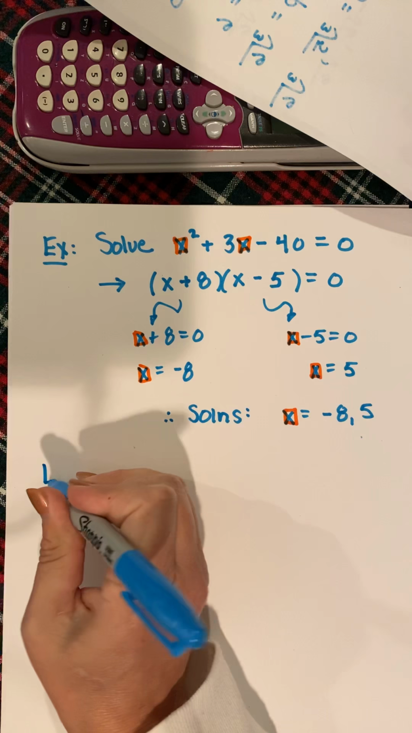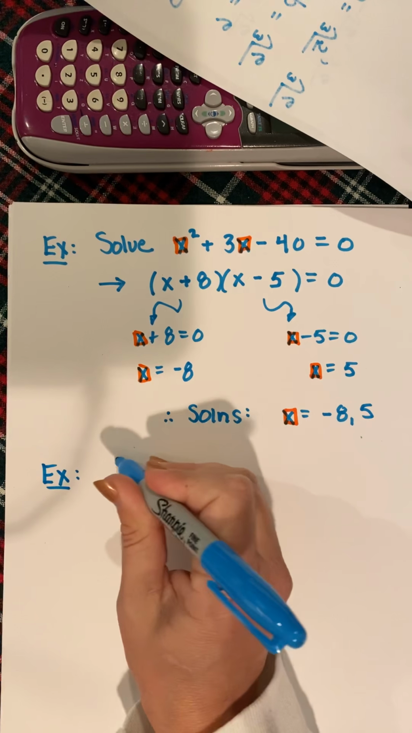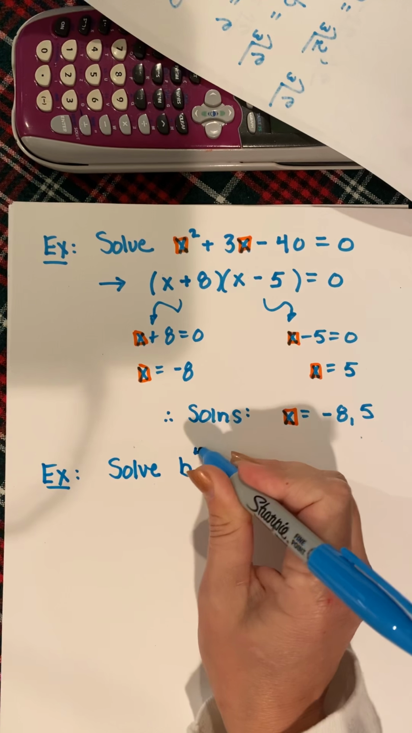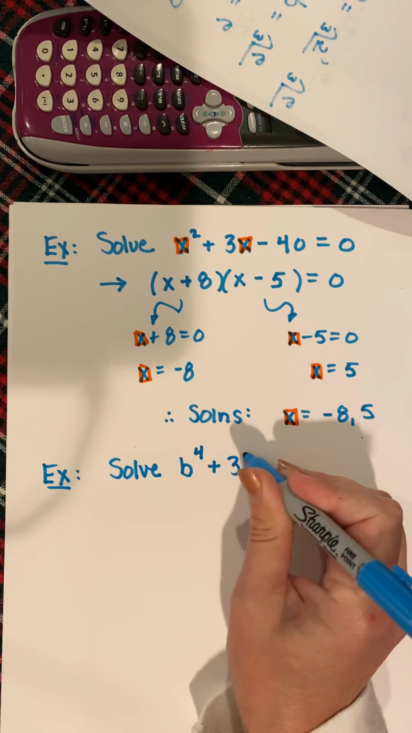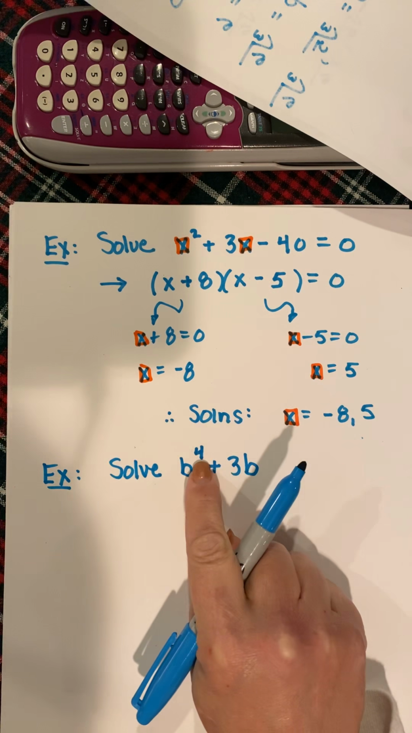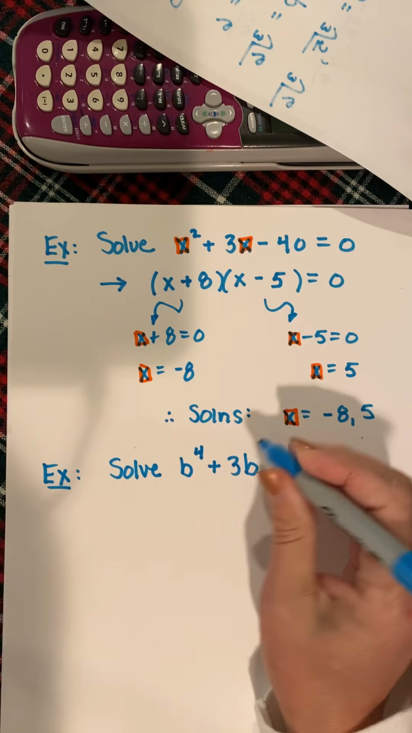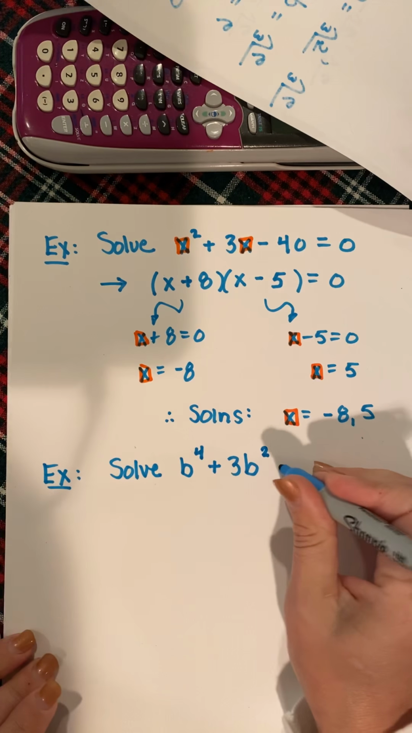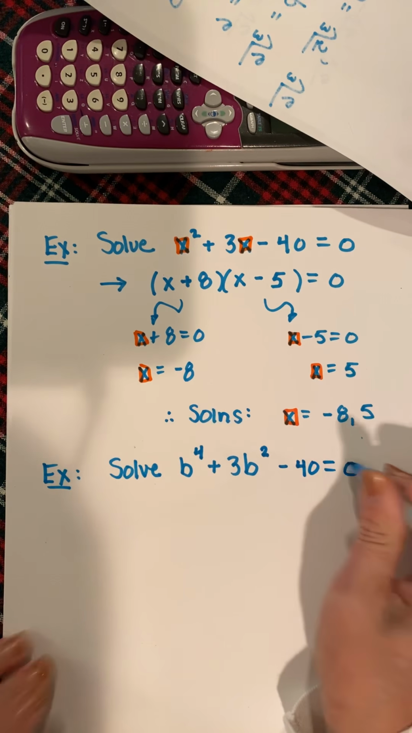So what do I mean by that? Let's suppose I said solve b to the 4th power plus 3b. Well, in order for this to work and follow this format, whatever the power is here just must be double this power. So this is going to be 2. So notice the relationship between those powers. Minus 40 equals 0.